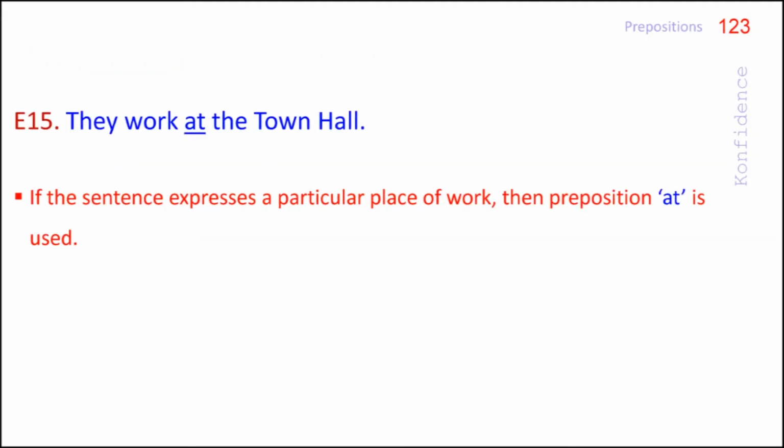If the sentence expresses a particular place of work, then preposition at is used. In the example, the name of the place of work, that is town hall, is clearly mentioned. Hence, preposition at is used in that sentence.